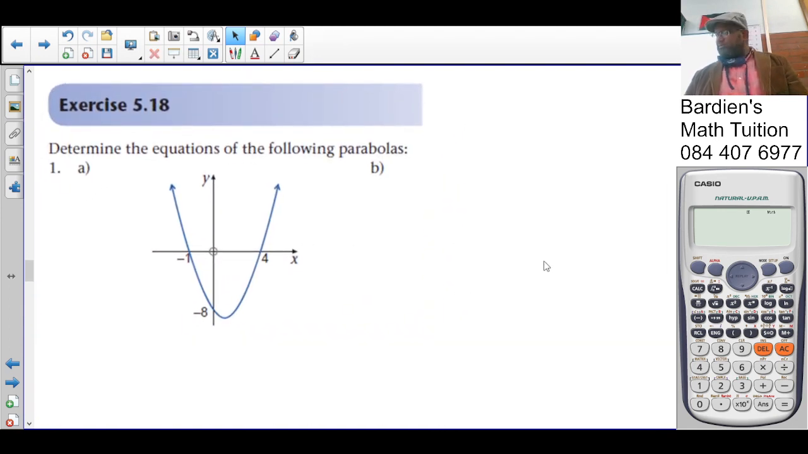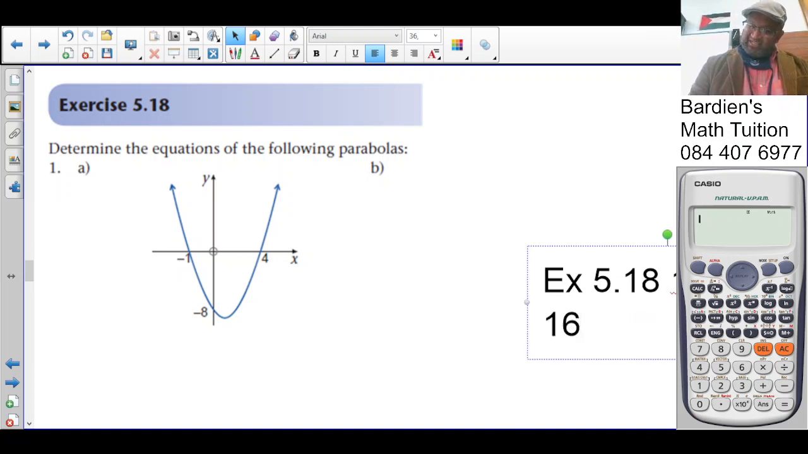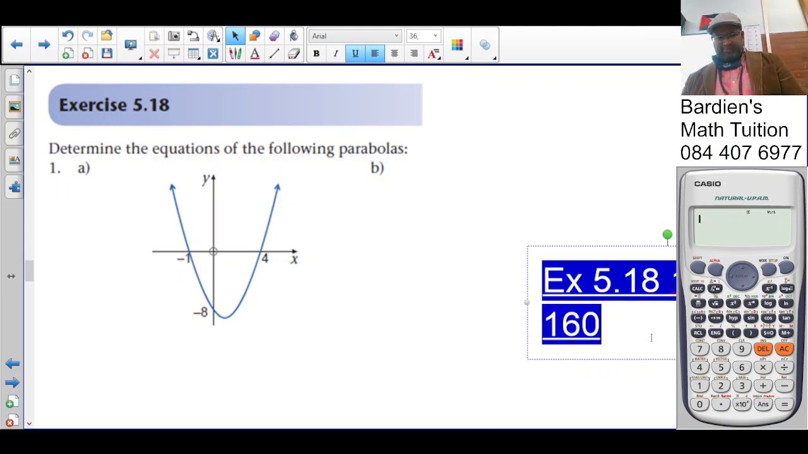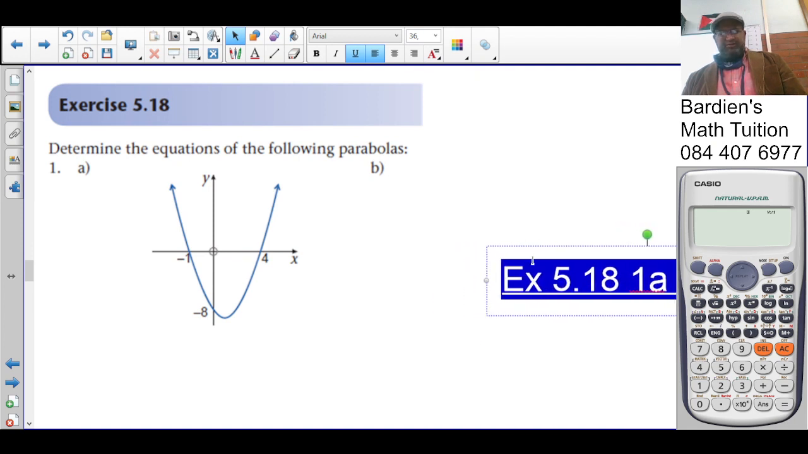Okay, there's the first one. It's out of exercise 5.18, number 1 A, page 160. Okay, so do that for me quickly.